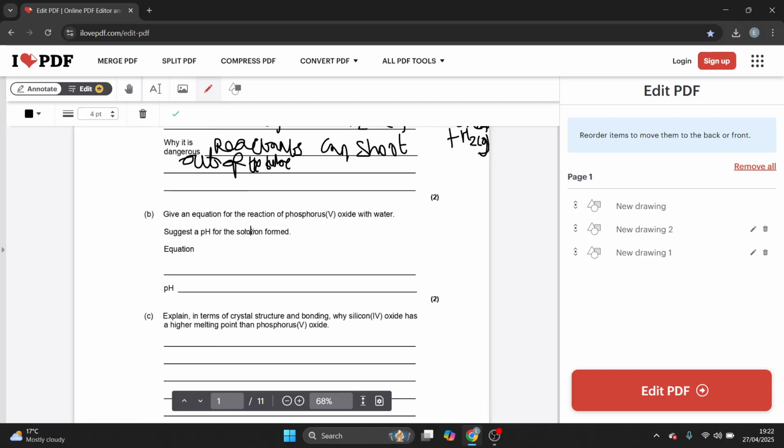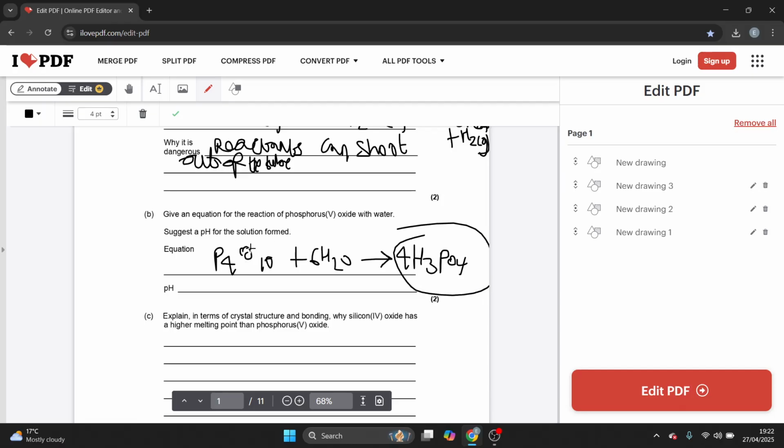Given the equation for the reaction of phosphorus oxide with water, P4O10 plus 6H2O to form 4H3PO4, and a pH for this solution formed of -1.